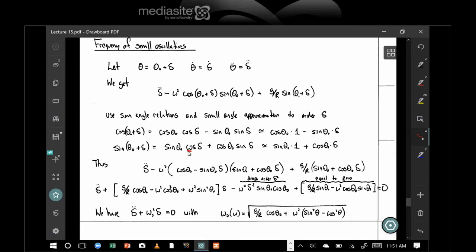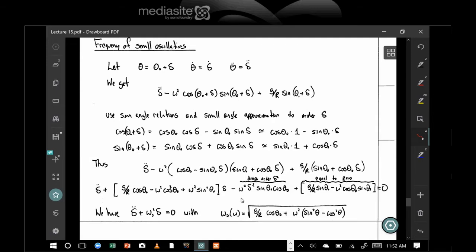At this point, what I'm going to do is break up the cosines and sines using the angle relationships, and then use the small angle approximation to order delta. I'm going to drop delta squared terms. We did this before with the pendulum that was moving with a constant acceleration.